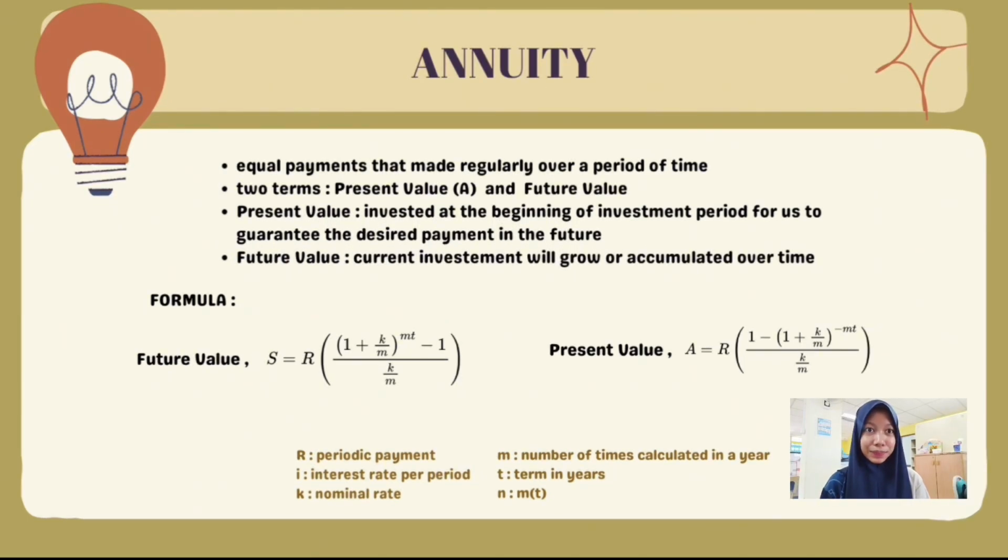What is annuity? Annuity is equal payments that are made regularly over a period of time. Annuity has two terms that you need to know: present value and future value. Present value of an annuity is the sum that must be invested at the beginning of the investment period for us to guarantee the desired payment in the future. Easy to say, you are finding the value now of future payments. Future value of an annuity is the amount which the current investment will grow or accumulate over time. Easy to say, it is a value in the future when you make the payments now.